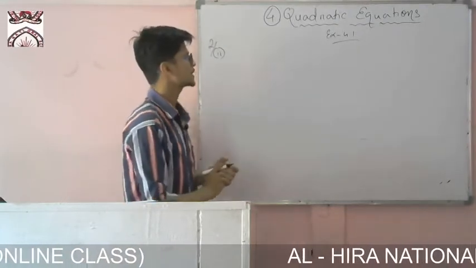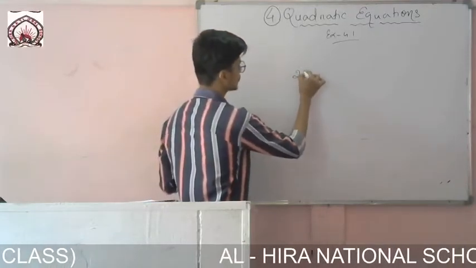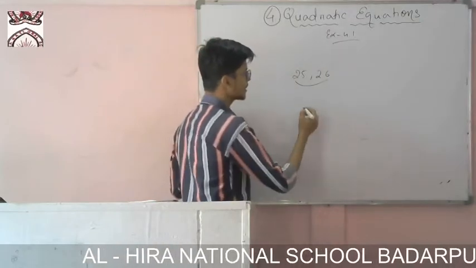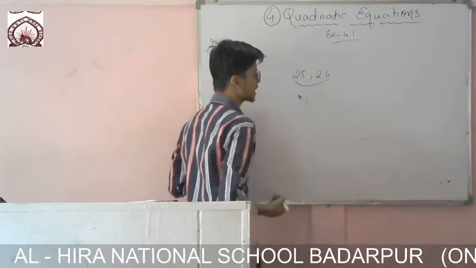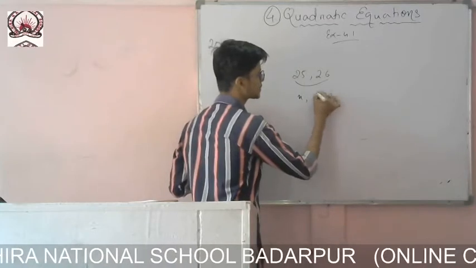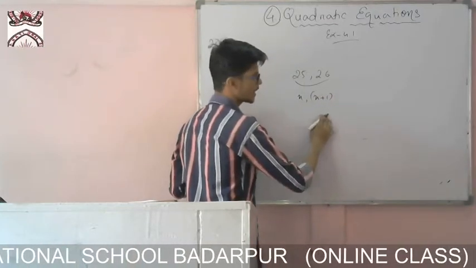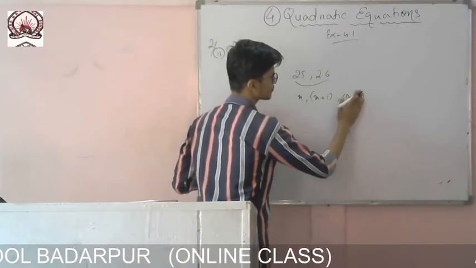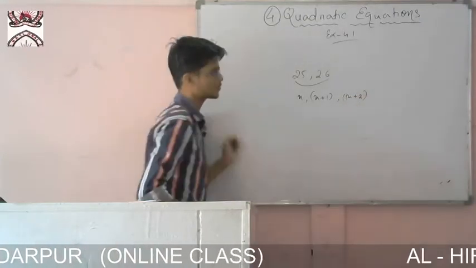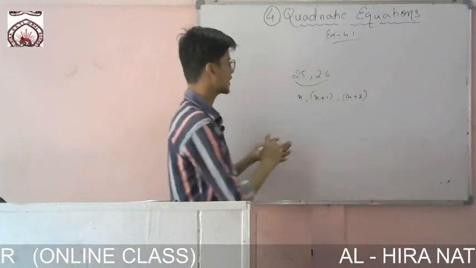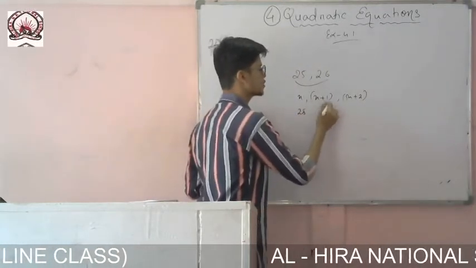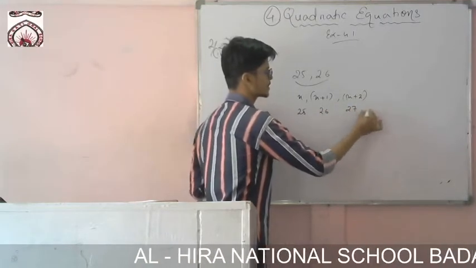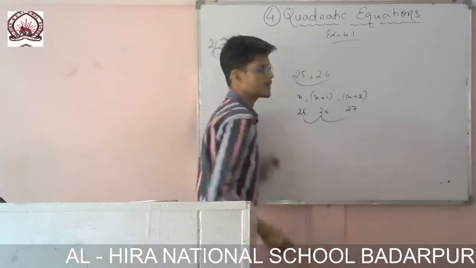Consecutive numbers means, if I take 25, 26, these are consecutive. Normally, if I want to write the equation, if I write one as x, then another one will be x plus 1, one more than that one. After that it will come x plus 2, and like this it will go on continuing. If x is 25, then this one will be 25 plus 1, 26, and this one will be 25 plus 2, 27. These are consecutive numbers.